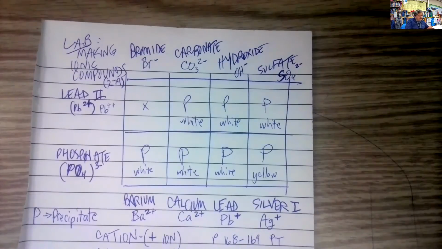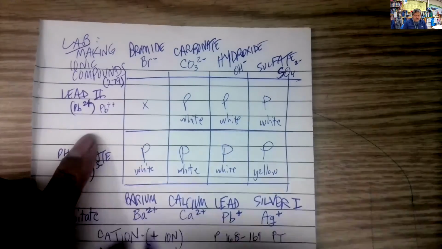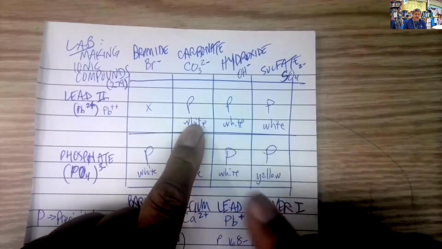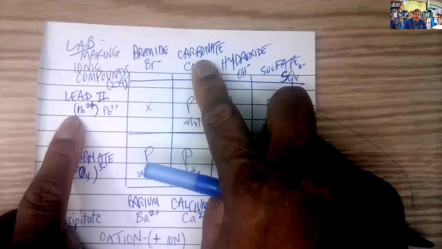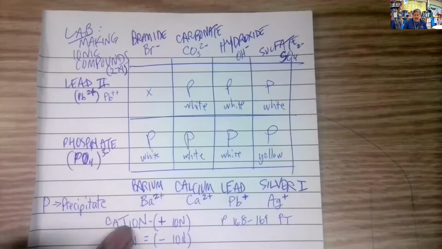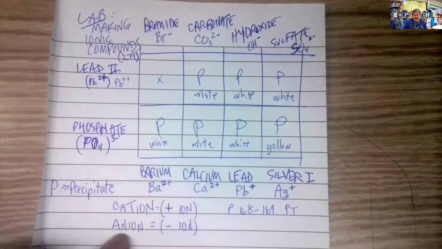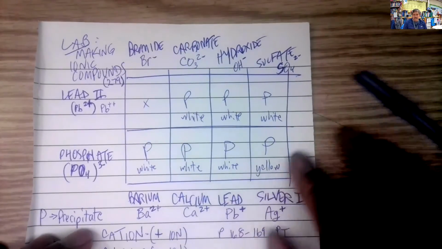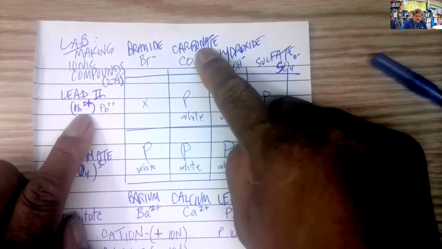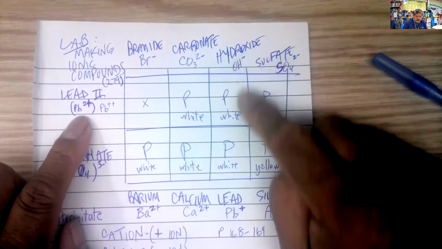Now to write the formula very quickly, here's what you would do. Here's a white precipitate. What's the name of that? Well, this is lead carbonate. Just add these together. But when you name something, the cation is first, the anion is second. So the plus is first and the minus is second. So this is lead bromide. This is lead carbonate. This is lead hydroxide.